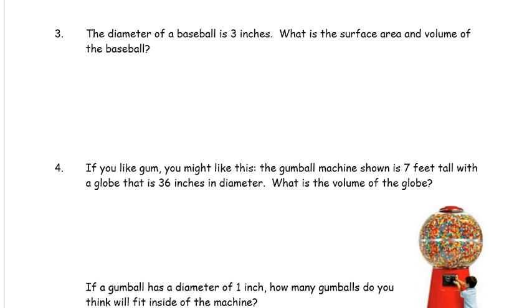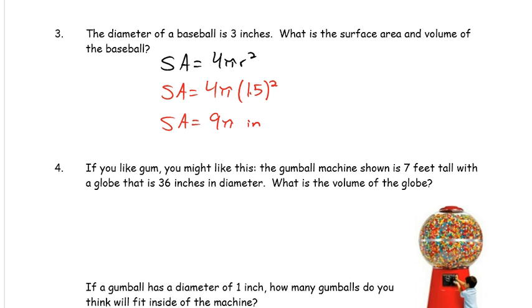The diameter of a baseball is 3 inches. What is the surface area and the volume of the baseball? Okay? So let's do surface area first, which is 4 pi r squared. So that's going to be surface area is 4 pi times, if the diameter is 3 inches, the radius is 1.5. So that would be 1.5 squared times 4. So the surface area would be 9 pi inches squared.